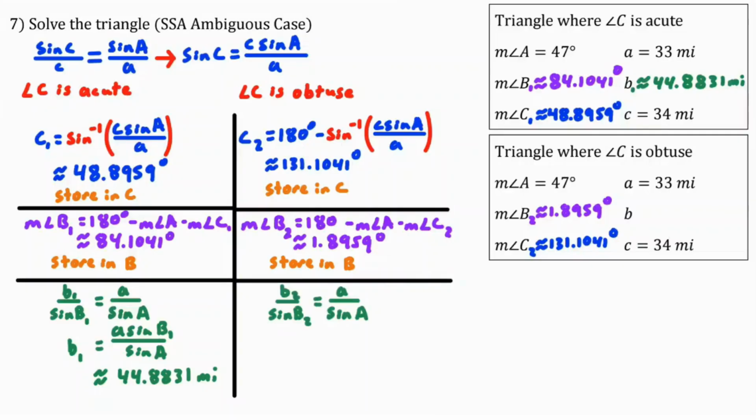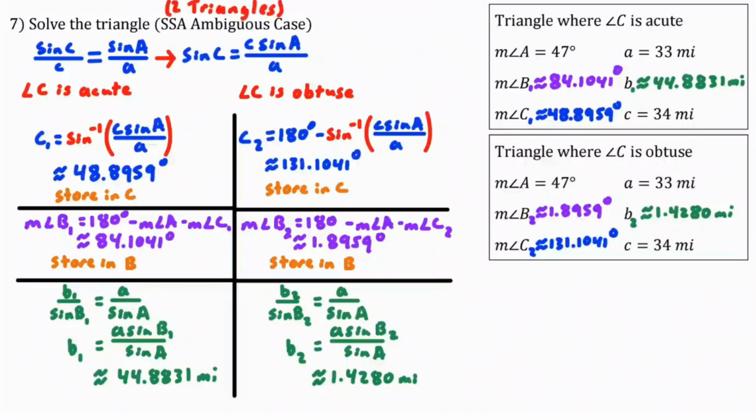b over sine B equals a over sine A. Multiply both sides by sine B, type it in the calculator, you get b to be about 1.4280 miles. And again, you can do a quick check. All three angles add to 180 degrees. Smallest with smallest, middle with middle, largest with largest. And we'll find out that this is a side-side-angle with two triangles.